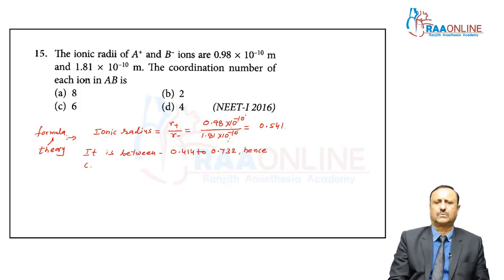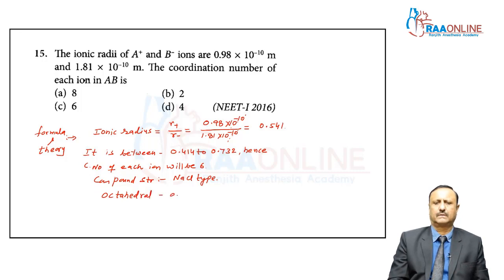Hence, the coordination number of each ion will be 6, and the compound structure is NaCl type, and its arrangement is octahedral arrangement. So, here my dear students, you can see 0.541 is obtained. So it's between 0.414 to 0.732, and in this range, the coordination number of each ion will be 6. So my dear students, you can go with answer C. Question number 15, answer is C.